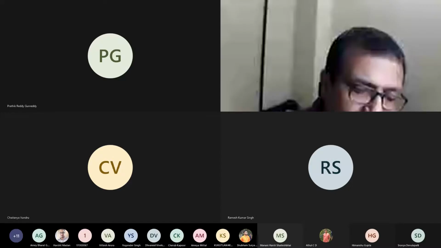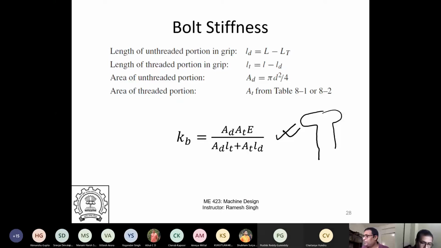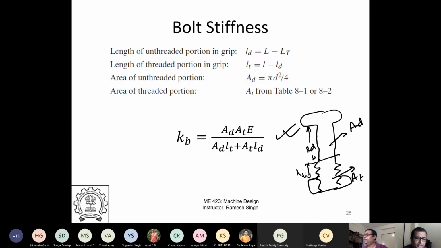So there is a threaded portion and there is an unthreaded portion. This will be AT, this is AD, and we can assume that there is a bolt here. This is LD, which is not threaded, and LT, which is threaded, right? And basically this is what you have to see here.